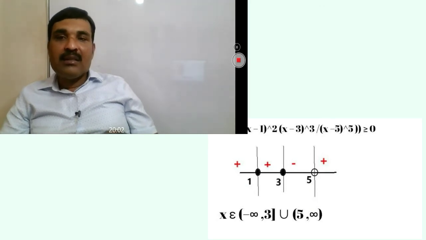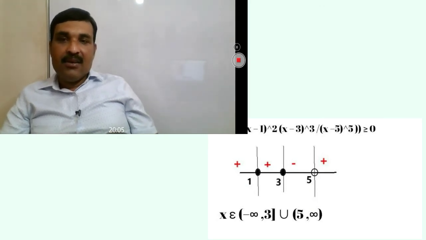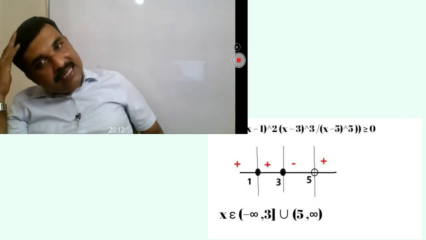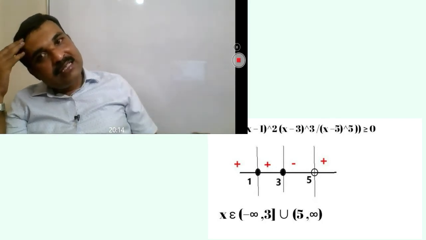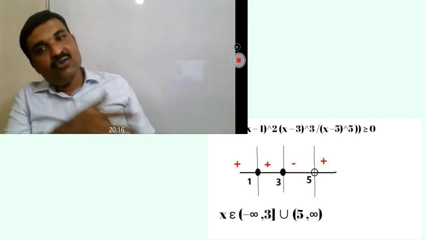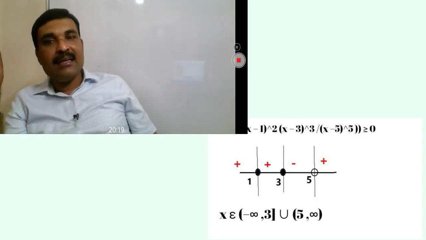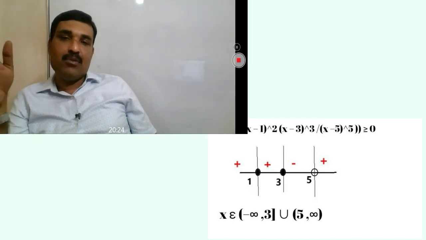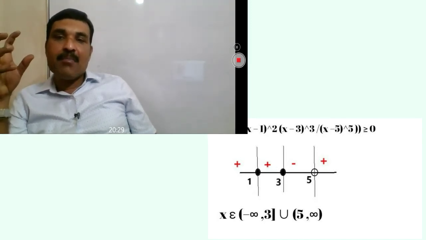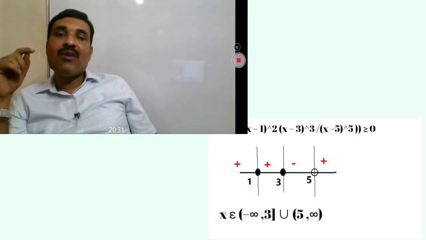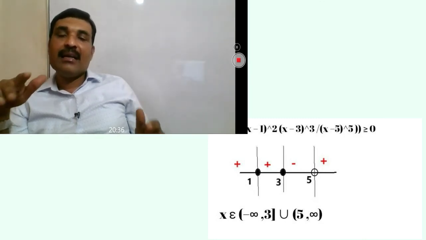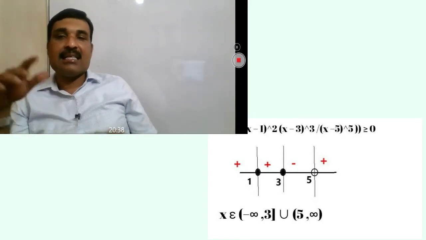Now we look at the region in between 1 and 3. For that purpose, look at the power of the factor x minus 3. The power of x minus 3 is 3, an odd number, so we change the sign from minus to plus. So in between 1 and 3, the sign is plus, and the function becomes positive. Now look at the power of x minus 1. The power of x minus 1 is 2, an even number, so we retain the sign. So we retain the plus sign for the region x less than 1 also.